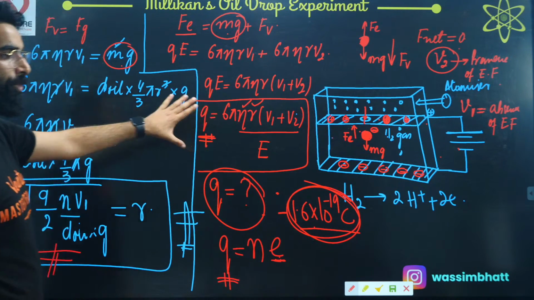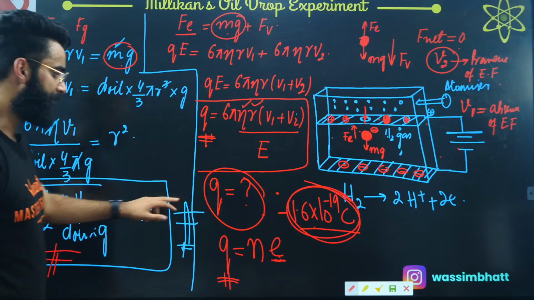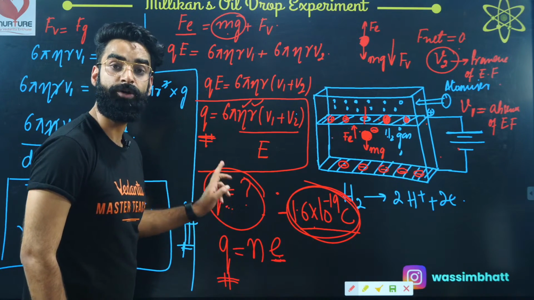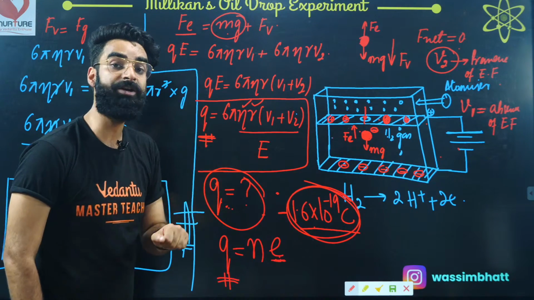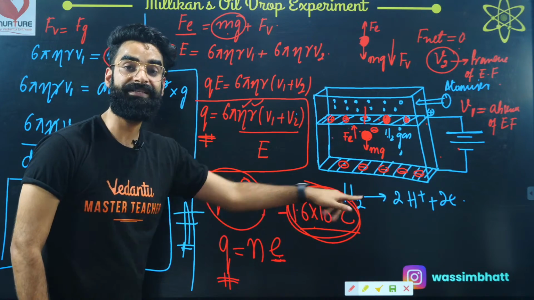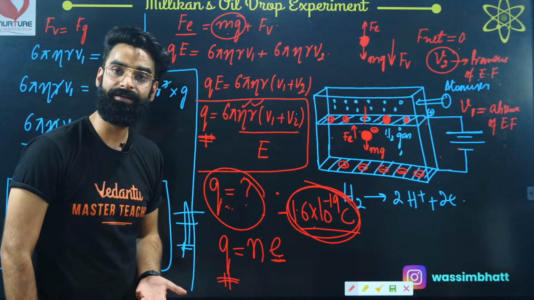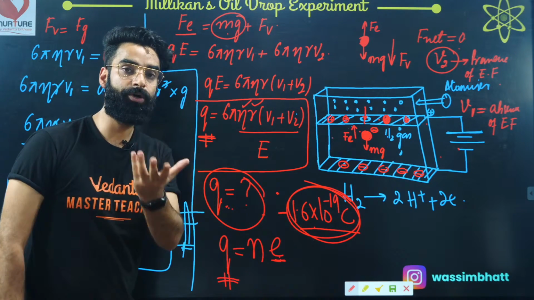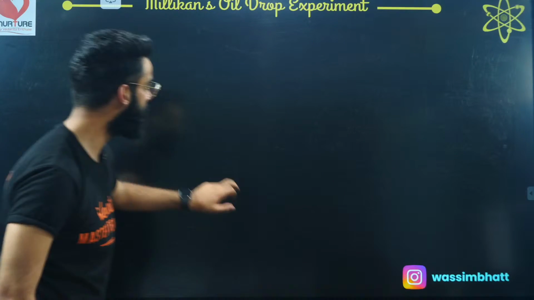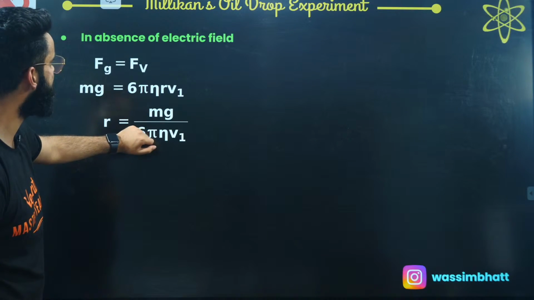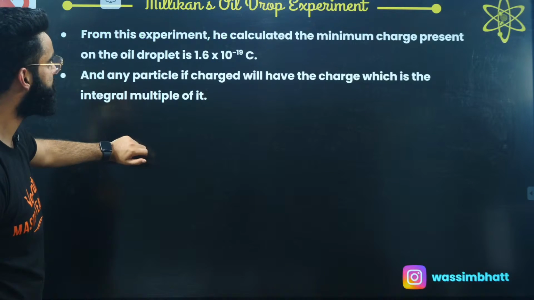So people, this was some mathematical calculation which he did, and by means of this, he calculated the value of Q. Q was the charge present on the oil droplet, and he observed the minimum charge present on the oil droplet will be 1.6 into 10 raised power minus 19 coulomb. And he concluded one important statement. And what was that statement all about? Let me show it to you exactly.